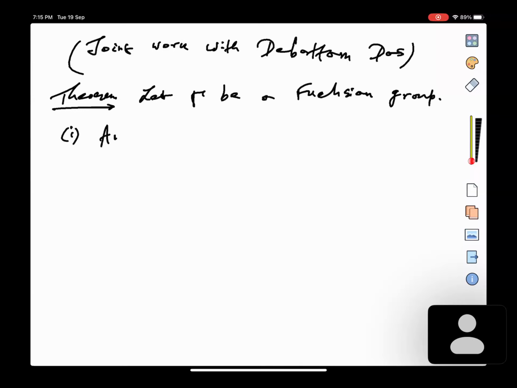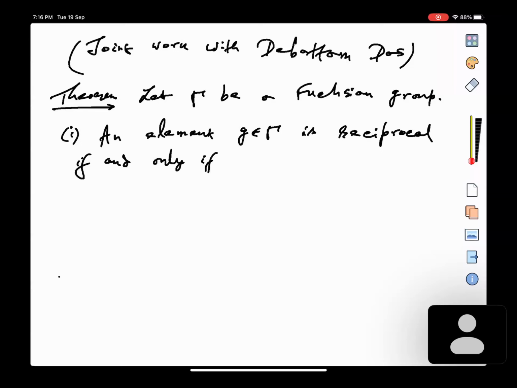Then the first observation is that an element G in gamma is, and in the rest of the talk we will call reversible elements reciprocal, following Sarnak's terminology. He called reversible elements reciprocal because it corresponds to Gauss's reciprocal form, I think. That's probably why they called it so. Anyway, I will call reversible elements reciprocal in the rest of the talk. All right. So an element G in gamma is reciprocal if and only if it is strongly reciprocal.